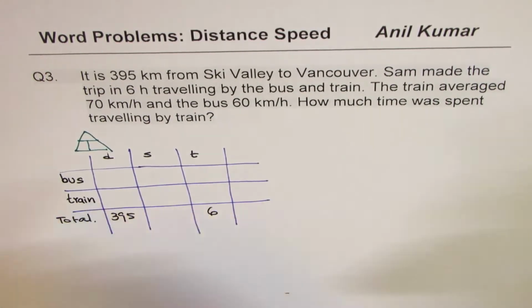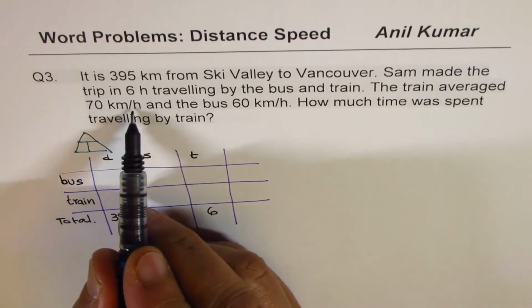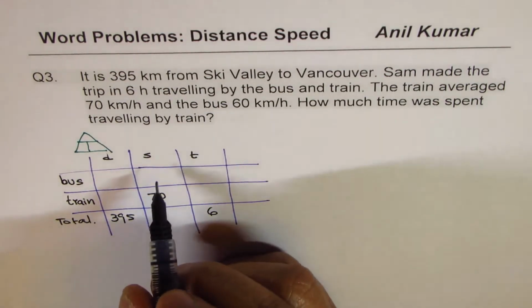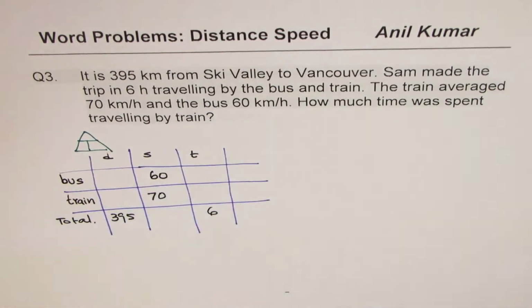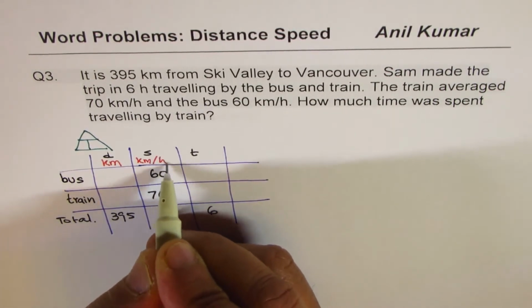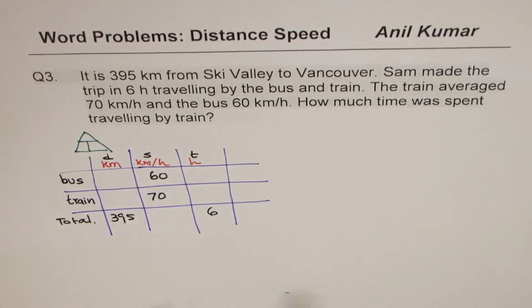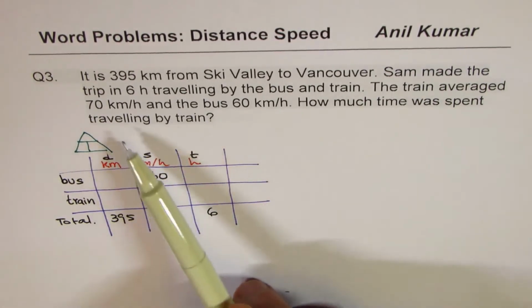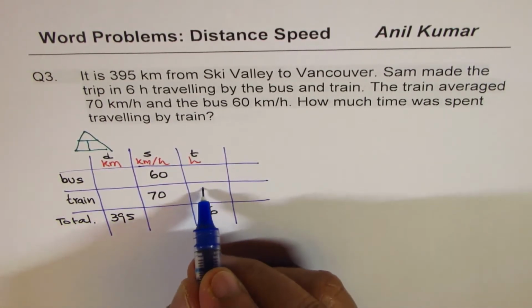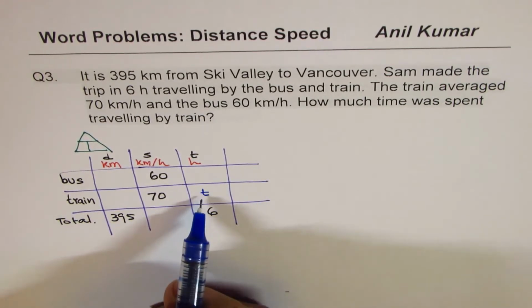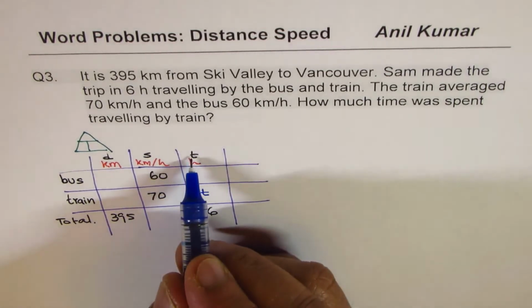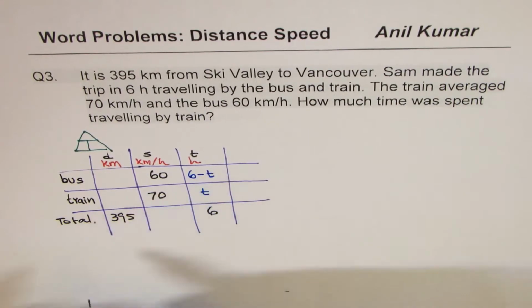Is it okay? The train averaged 70 kilometers per hour. So that is the speed, 70. The units are kilometers per hour. And the bus 60 kilometers per hour. Okay, let me write down the units. Kilometers per hour, time is in hours. Perfect. Now it says, how much time was spent traveling by train? So let us now define our variable. Let this time be t. Now if that is the time by train, how much time by bus? 6 minus t. Is it okay? 6 is total time, so by bus, it will be 6 minus t.